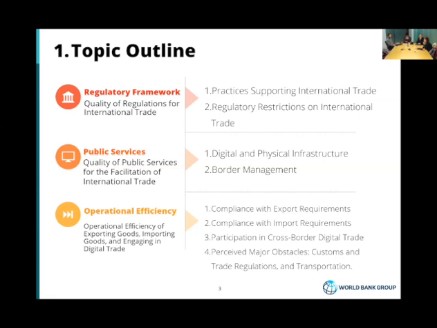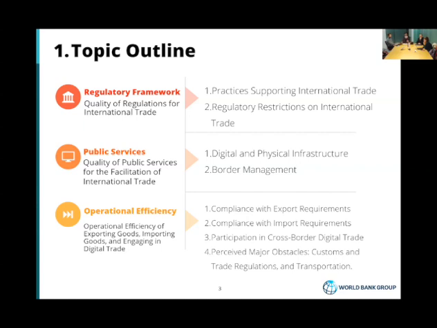The third pillar measures the time and cost to comply with import and export requirements, as well as participation in cross-border digital trade, as well as what firms in their perception perceive to be major obstacles for international trade. Each pillar is then further divided into subcategories, and each subcategory is then further divided into indicators, and each indicator pertains to one or several components.